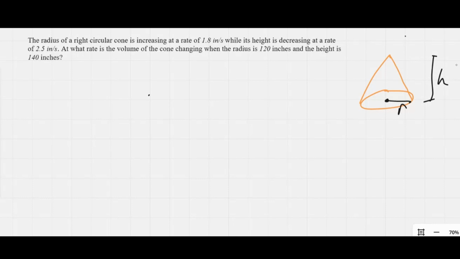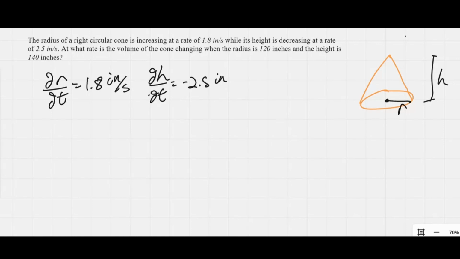Okay, and so what are we being told? Well, we're being told that the change in r with respect to t, and we use partial notation over here, that change is going to be 1.8 inches per second. That's a positive change because it's increasing. Then we have del h over del t. Well, that's just going to be negative 2.5 inches per second because it's decreasing, right? And essentially we're being asked, what is del v del t at r equals 120 inches and h equals 140 inches.